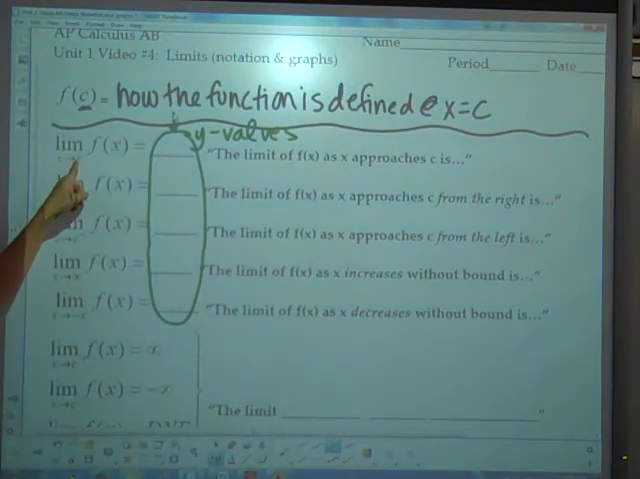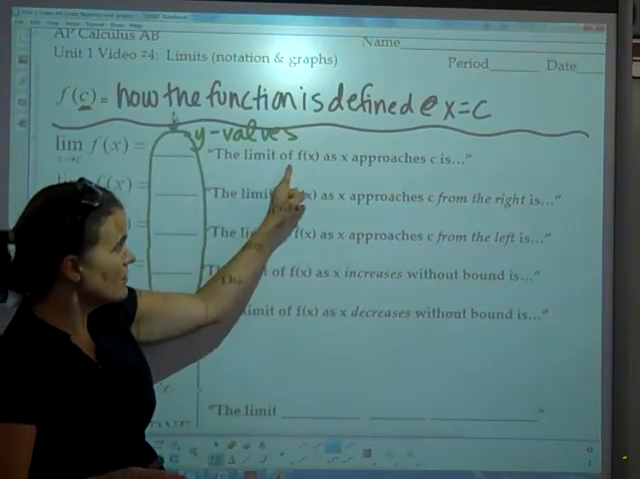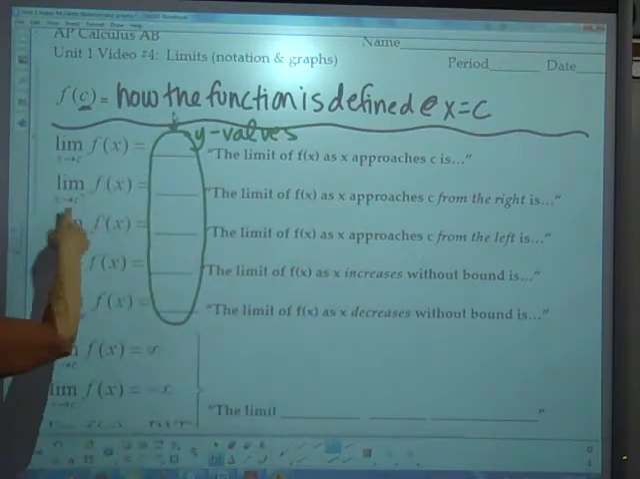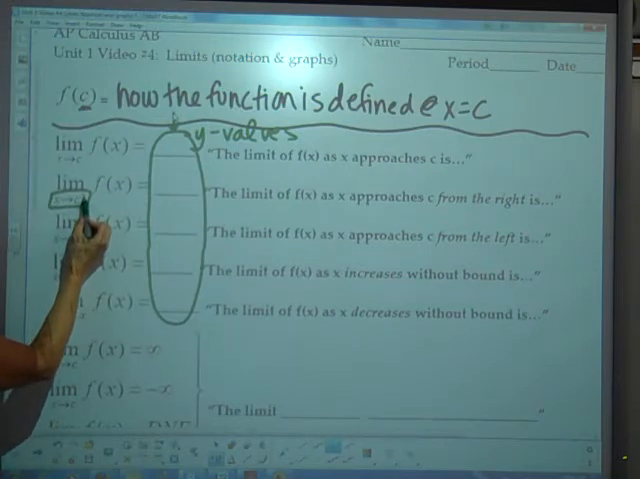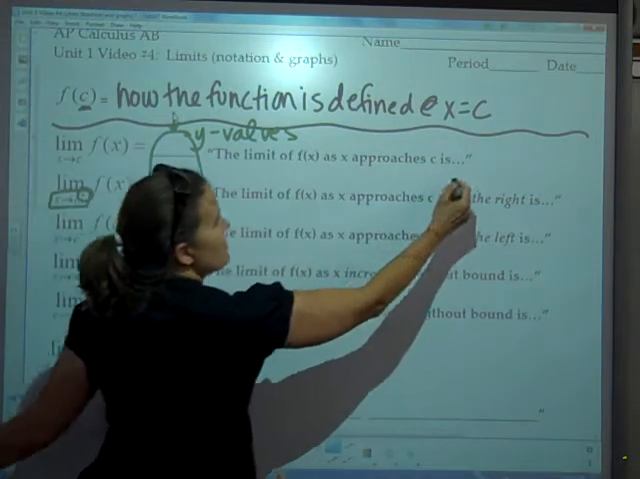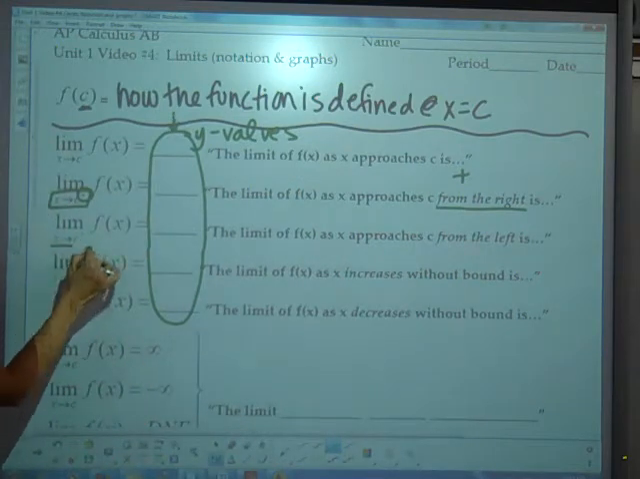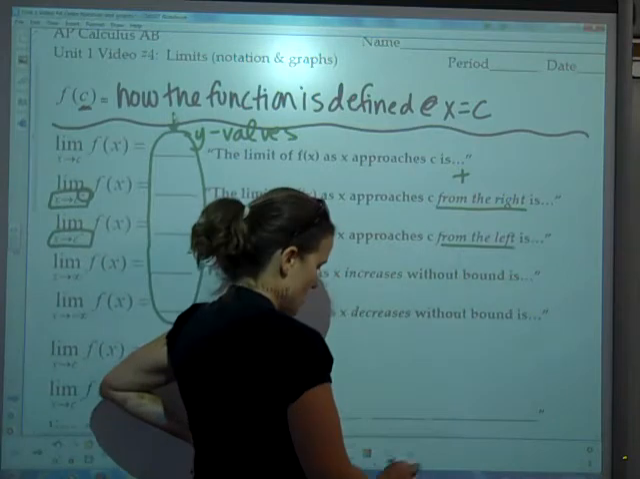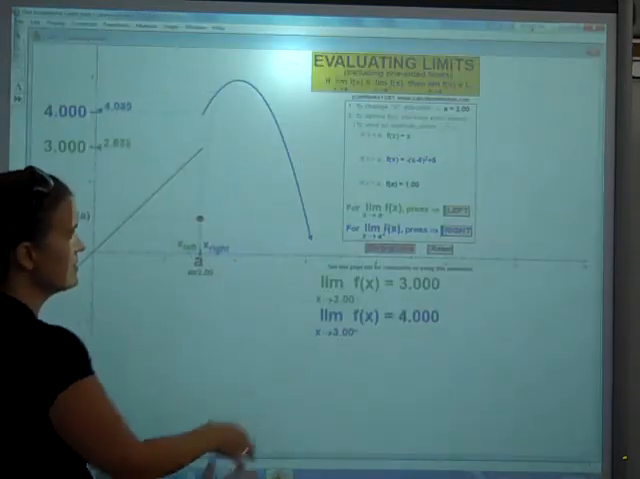The limit of f of x as x approaches c will equal some value. And the way we say that out loud is the limit of f of x as x approaches c. Again, hopefully you can see on your paper here the difference. This says as x approaches c, and there's a little plus. The little plus means you're approaching from the right. And then the little minus after the c means you're approaching c from the left.